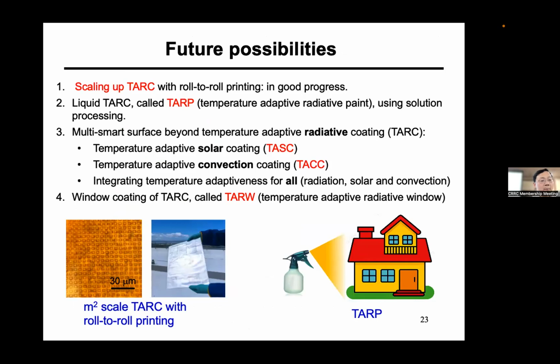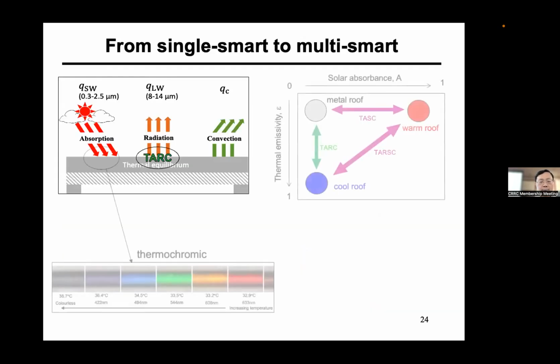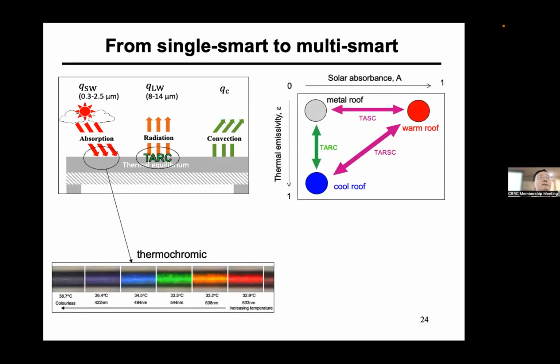And we also can think about not only radiation adaptive, but also solar absorption adaptiveness using the phase changing material. We can also even think about convection adaptiveness, okay? How do we do that? Solar adaptiveness can be achieved with thermochromic material, and that has been already there, but just nobody used that for this purpose, right?